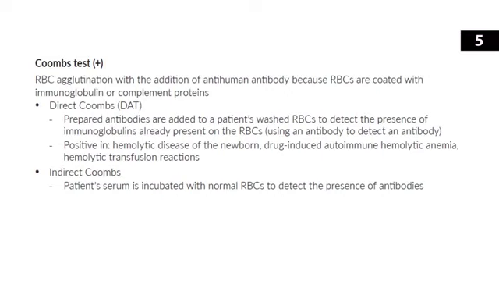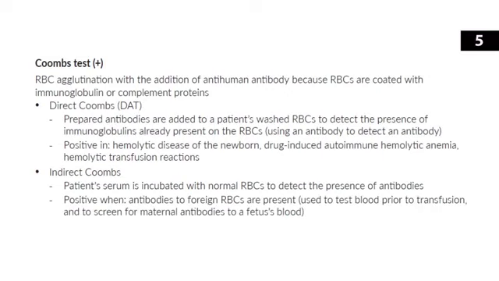So the indirect Coombs test is positive when the patient has antibodies to foreign blood. So this is used to screen blood before transfusion. So you may have heard of type and screen. That's where you take the donor blood and you screen it for the presence of antibodies with this indirect Coombs test. So you could also use this to screen maternal serum for antibodies to a fetus's red cells.